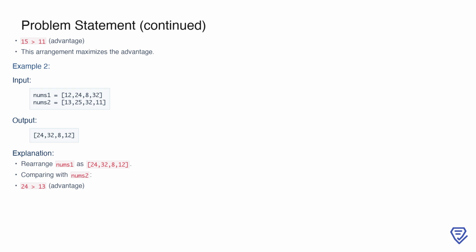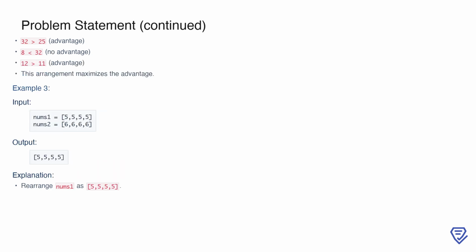Let's analyze this arrangement. For the first pair, 24 and 13, which gives an advantage. For the second pair, 32 and 25, another advantage. For the third pair in the second example, 8 and 32, so there is no advantage here. However, for the fourth pair, 12 and 11, which provides an advantage again. This arrangement maximizes the advantage relative to nums2.